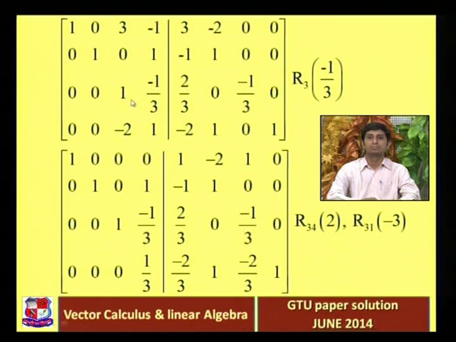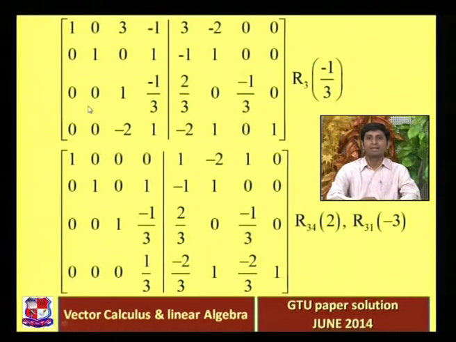Third row with 2 and add into the fourth row, so that will become 1 as it is. Then minus 2 by 3 plus 0, minus 2 by 3, and then this becomes 1, right.